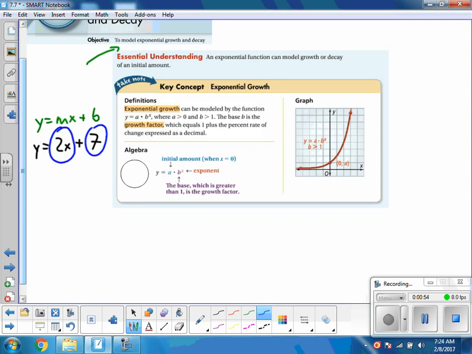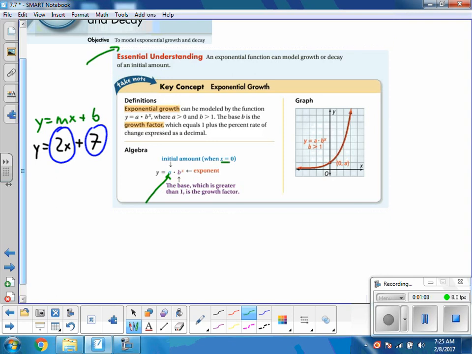This is different over here when you're talking about an exponential relationship, because your independent variable, your x value, is an exponent. So a couple of things you're looking for is your a value, which is your initial amount. That's why it says when x is 0. It's kind of where you're starting.